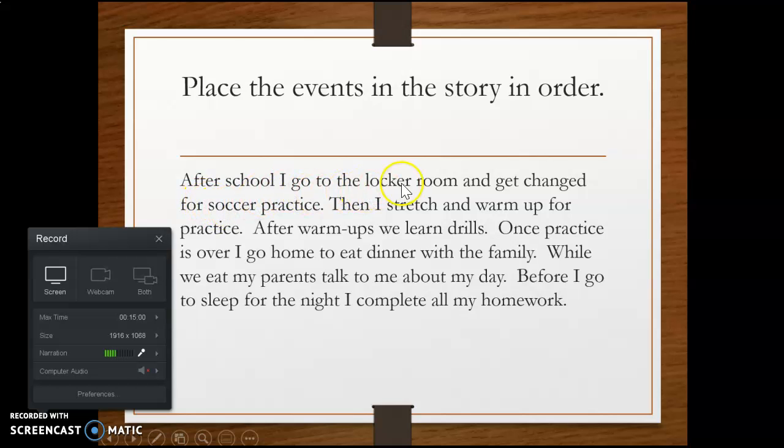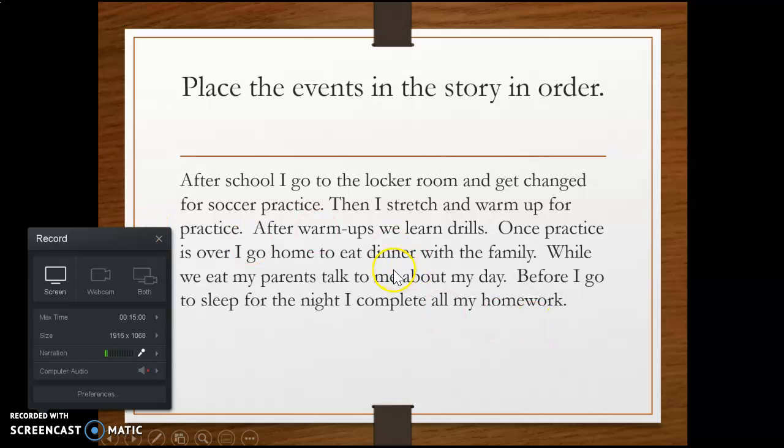After school, I go to the locker room. I get changed for soccer practice. Then I stretch and warm up for practice. After warm-ups, we learn drills. Once practice is over, I go home to eat dinner with the family. While we eat, my parents talk to me about my day. Before I go to sleep for the night, I complete all my homework.